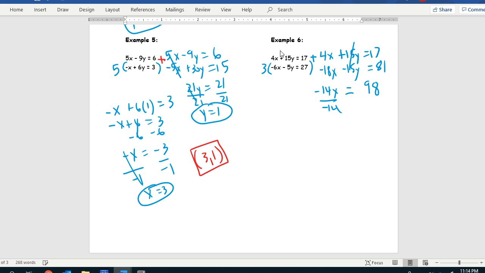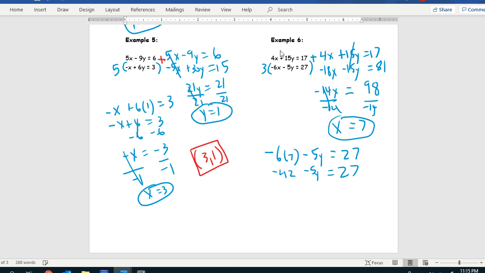All right, let's divide both sides by -14, and x equals 7. We need to plug that x into either one of our equations, and I'm going to go with the bottom. So I have -6 times 7 minus 5y equals 27. So that would be -42 minus 5y equals 27. I'll add 42 to both sides, add 42.